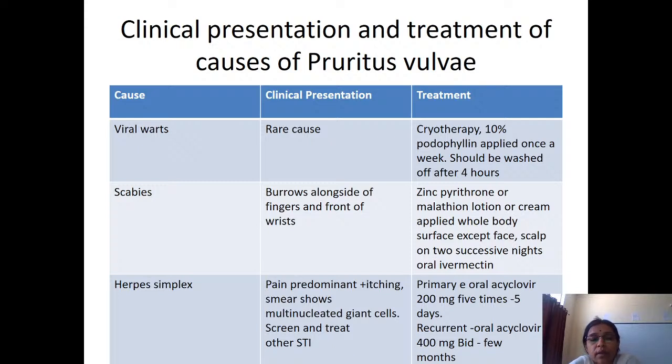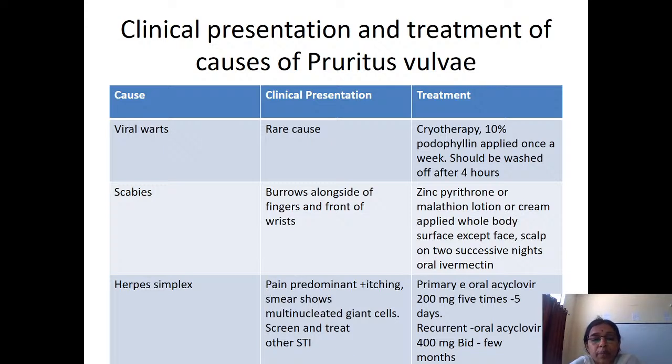And again if it is scabies, you know very well that it presents as the formation of burrows alongside of fingers and in front of the wrist. Typically this is the presentation of scabies. So the treatment involves usage of permethrin or malathion lotion or cream, and it has to be applied on the whole body, but not the scalp and face. It has to be given for 2 successive nights, and then oral ivermectin can also be used for this condition.